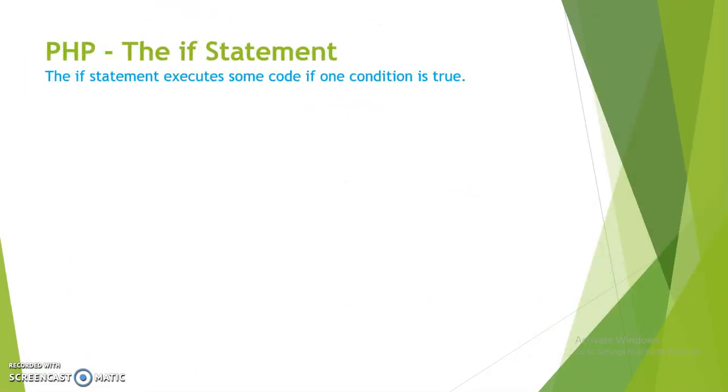Now we have to explain each of the statements we listed earlier. The if statement. The if statement executes some code if one condition is true. So let's see the syntax right here. You can see this is the syntax. You just say if, the condition in brackets, then we open a curly bracket and put what is to be executed. So this is what we will be executing if this condition is met. It's as simple as that.